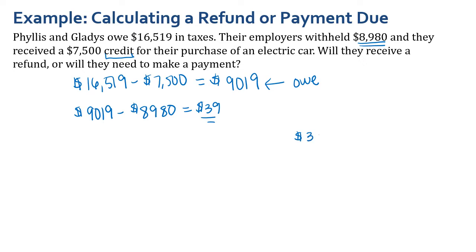So I'm going to write $39 left to pay on their taxes. So they'll have to make a payment of $39.